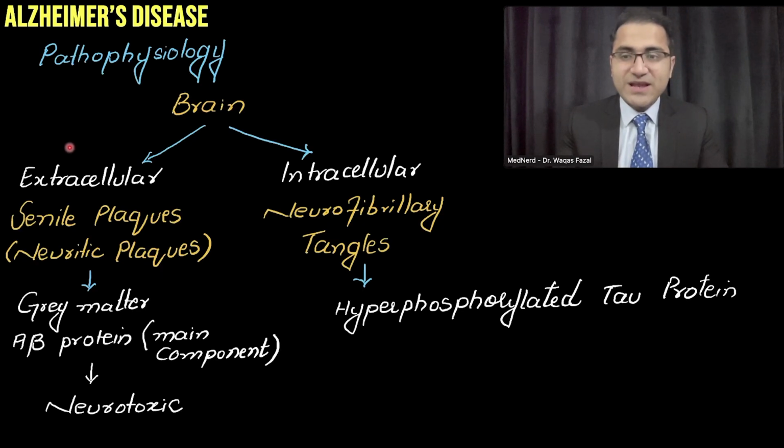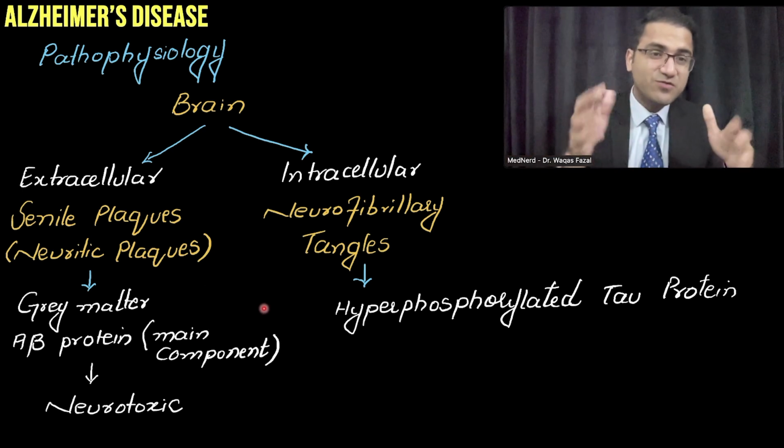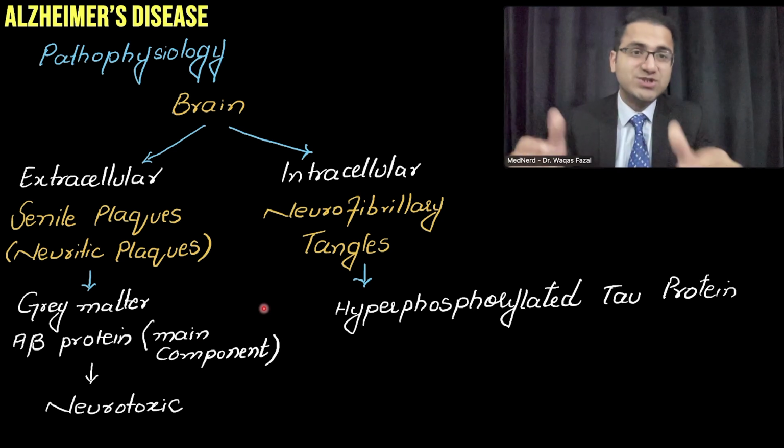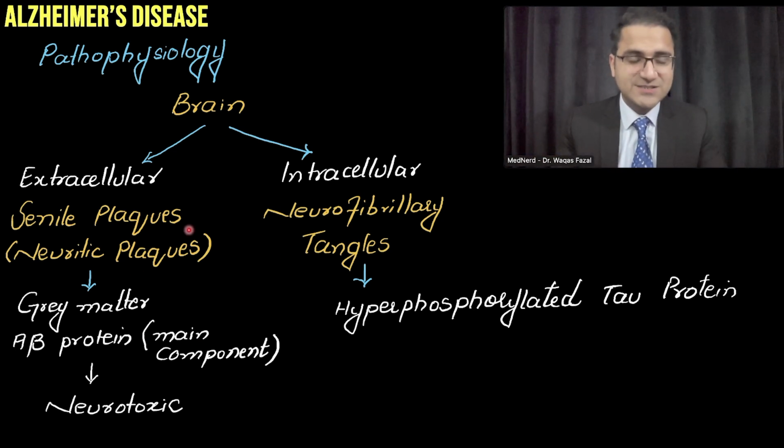So, in the brain, extracellularly, amyloid plaques were accumulating. These are also called senile plaques or neuritic plaques, and they accumulate in the gray matter, and these are basically A beta proteins. And they have neurotoxic effects. The garbage that was accumulating extracellularly: amyloid plaques. Intracellularly, there are neurofibrillary tangles that are basically hyperphosphorylated tau protein, and they have neurotoxic effect. Therefore, this is the pathophysiology that results in Alzheimer's disease. In the treatment and management, what we try to do is that we reduce the deposition of these neurofibrillary tangles.